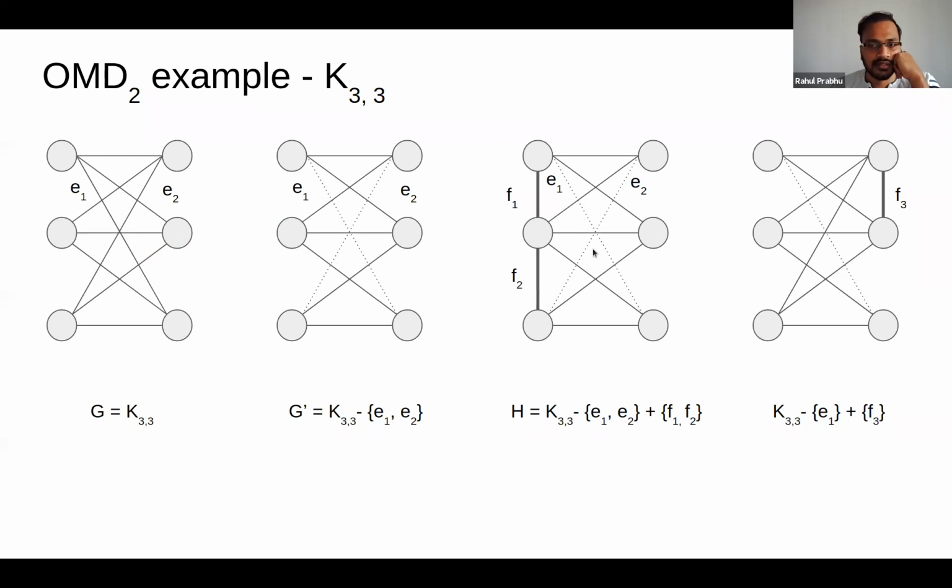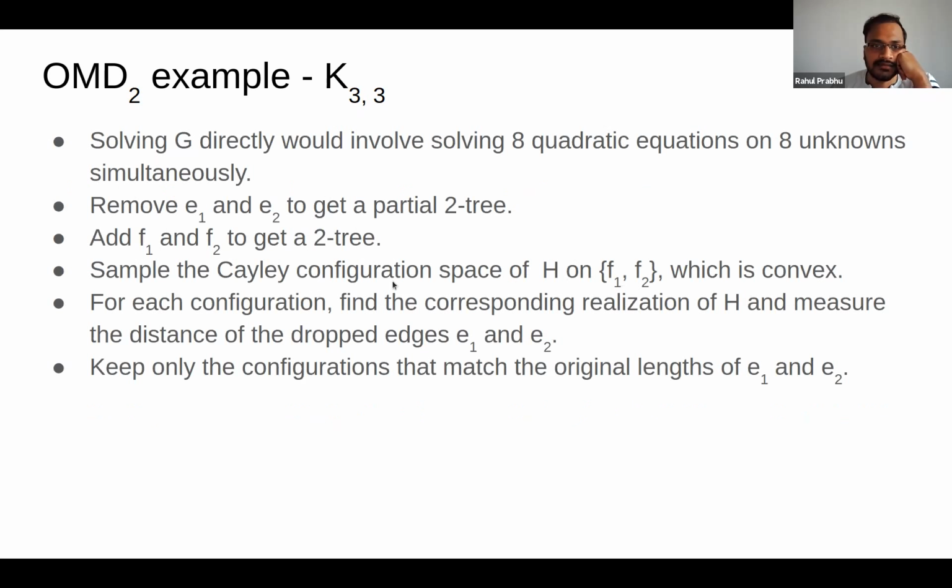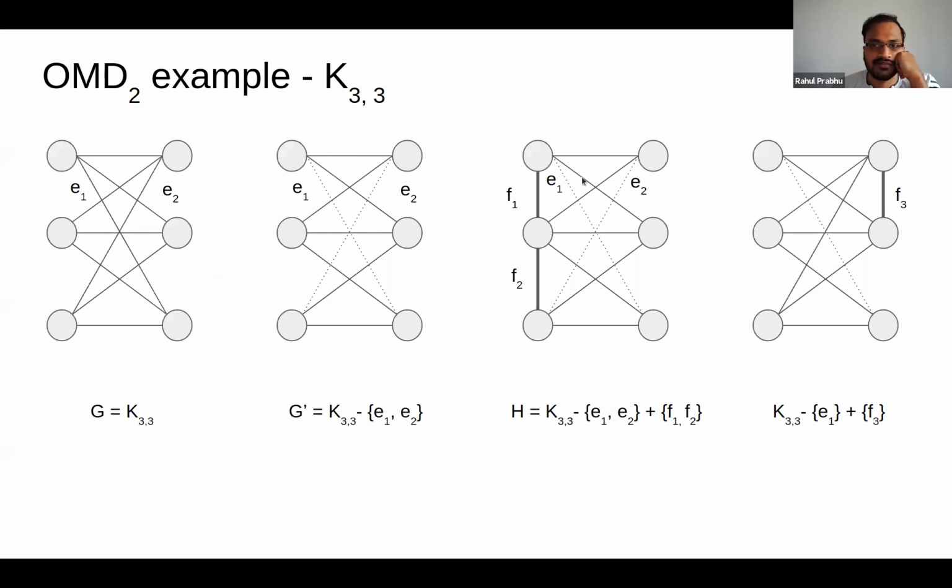So what we do is generate the Cayley configuration space of this linkage on F1 and F2, and you sample the entire configuration space. Once you sample it, you have a convex region through which you have to search for configurations whose realization gives you the length of the original dropped edges E1 and E2.